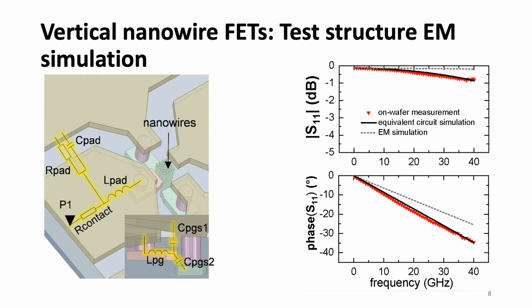For instance, the pad capacitance value is 20 femtofarad and the gate access capacitance is 7 femtofarad. Additionally, a resistance modeling the leakage between signal and ground pads was added to reproduce the attenuation observed in the measurement. Finally, a very good agreement was obtained between on-wafer S-parameter measurement and model simulation up to 40 GHz.